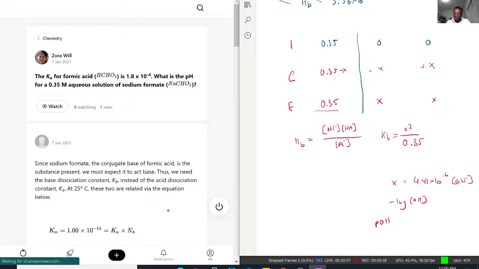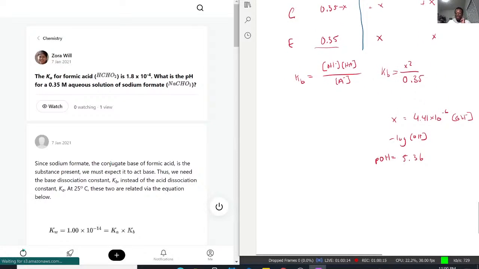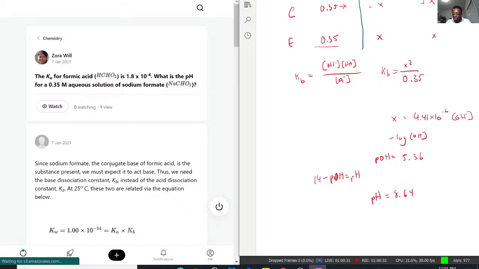So the pOH would equal the negative log of the answer. We get 5.36 around there. But we're not asking for the pOH. We want the pH. So we apply our same rule again: 14 minus the pOH would equal the pH. So 14 minus that answer, we finally get a pH as our final answer of 8.64.